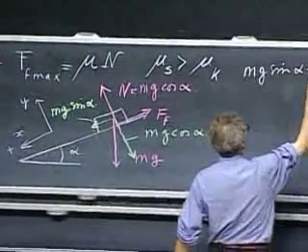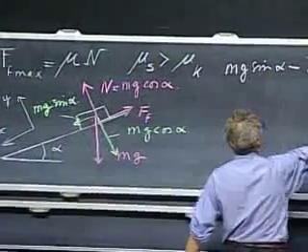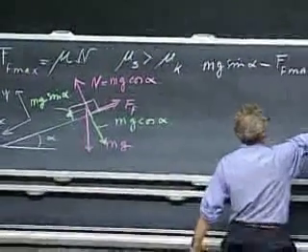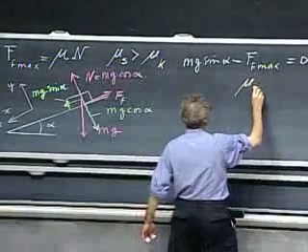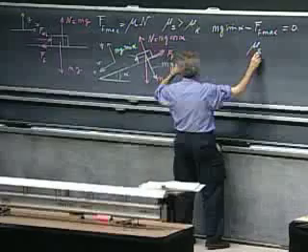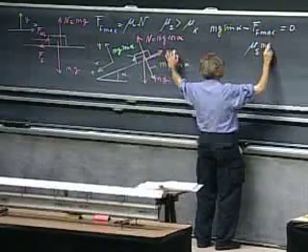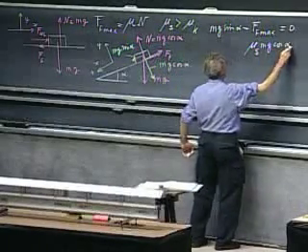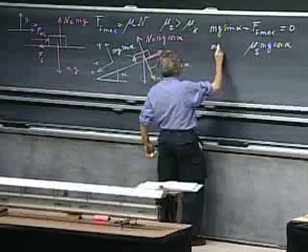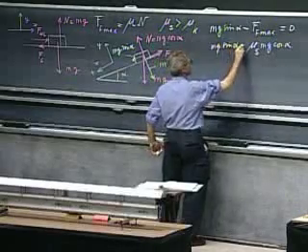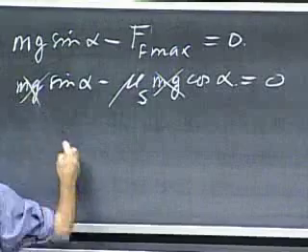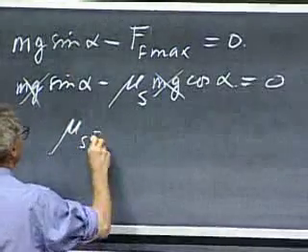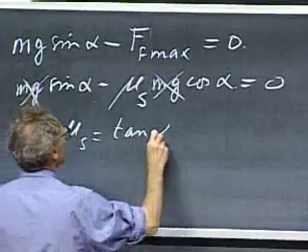So Newton's second law tells me that mg sine alpha minus f_f maximum at this point is 0. And this one is mu static times n, which is mg cosine alpha. This one is mg sine alpha. This equals 0. I lose my mg, and you see that mu_s equals the tangent of alpha.